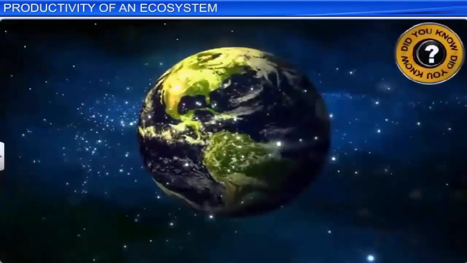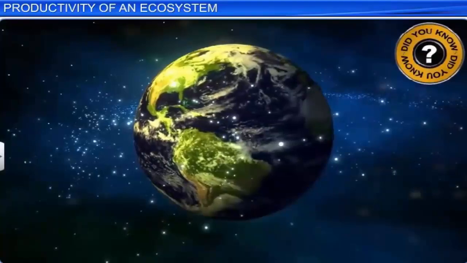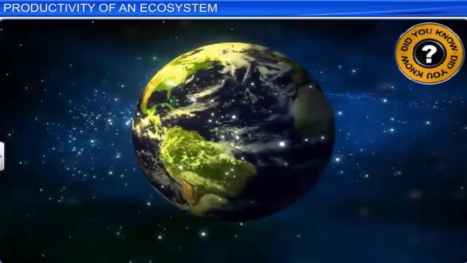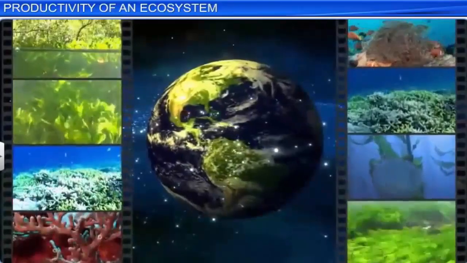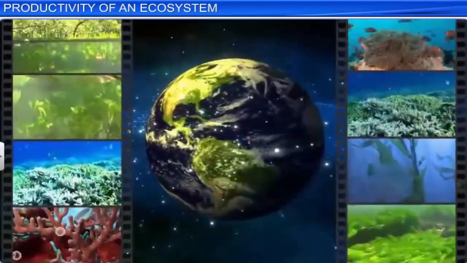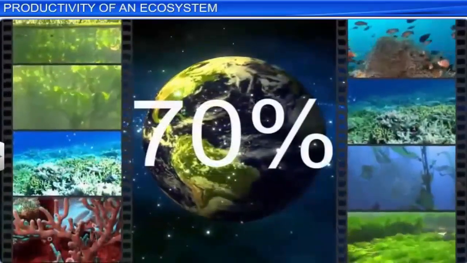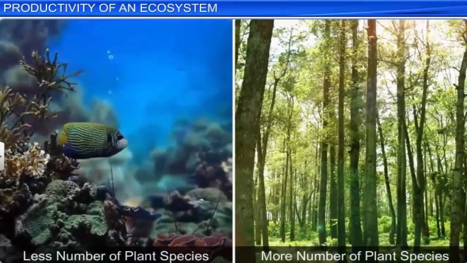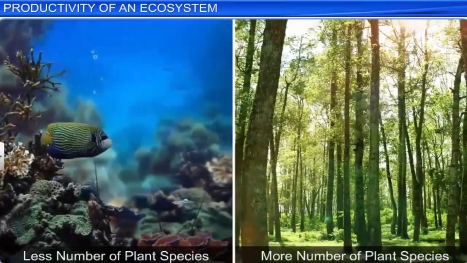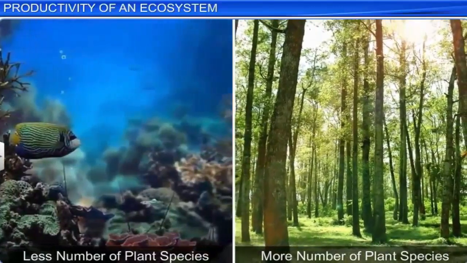Did you know that the biosphere produces about 170 billion tons of net organic matter annually? However, the ocean accounts for just 55 billion tons of organic matter, even though it occupies 70% of the Earth's surface. The low NPP of oceans can be attributed to the small number of plant species inhabiting the oceans compared to land.